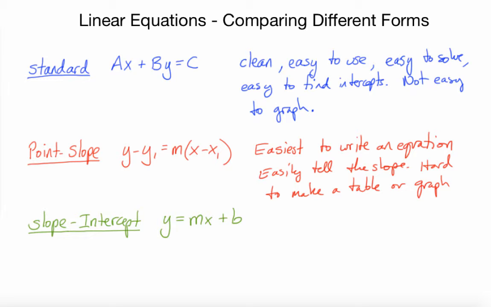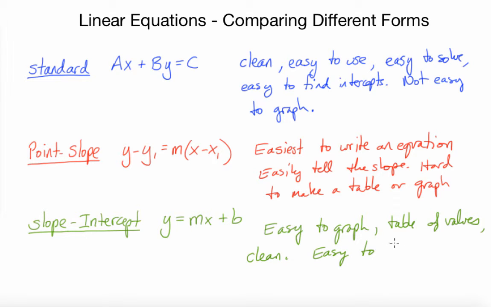All right, last one, slope-intercept form. To be honest, it's my favorite. It's easy to graph because you have the slope and the y-intercept. It's pretty clean. It's easy to graph, easy to make a table of values. It's clean, so it's not that complicated. You already have y by itself. It's easy to find y values.